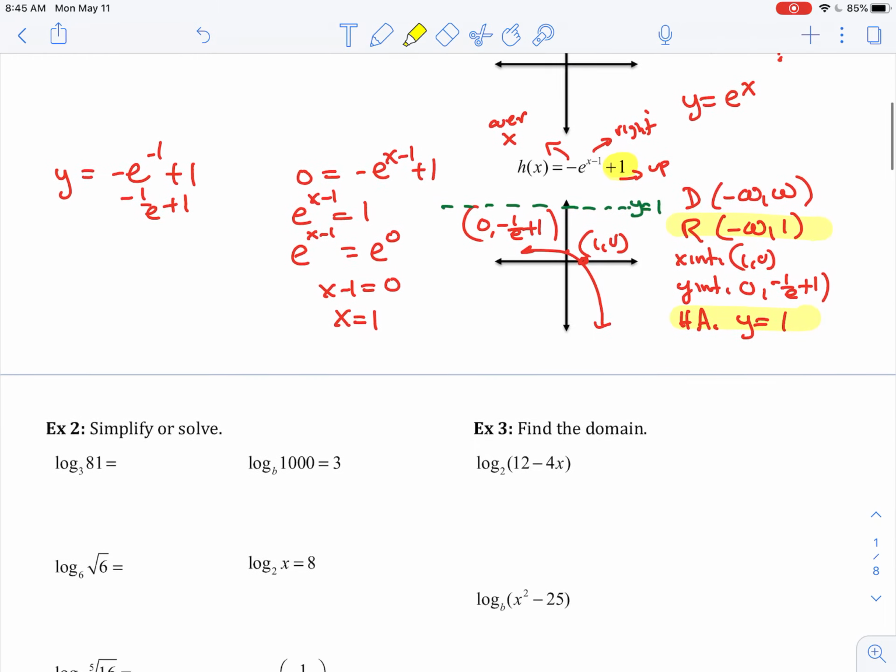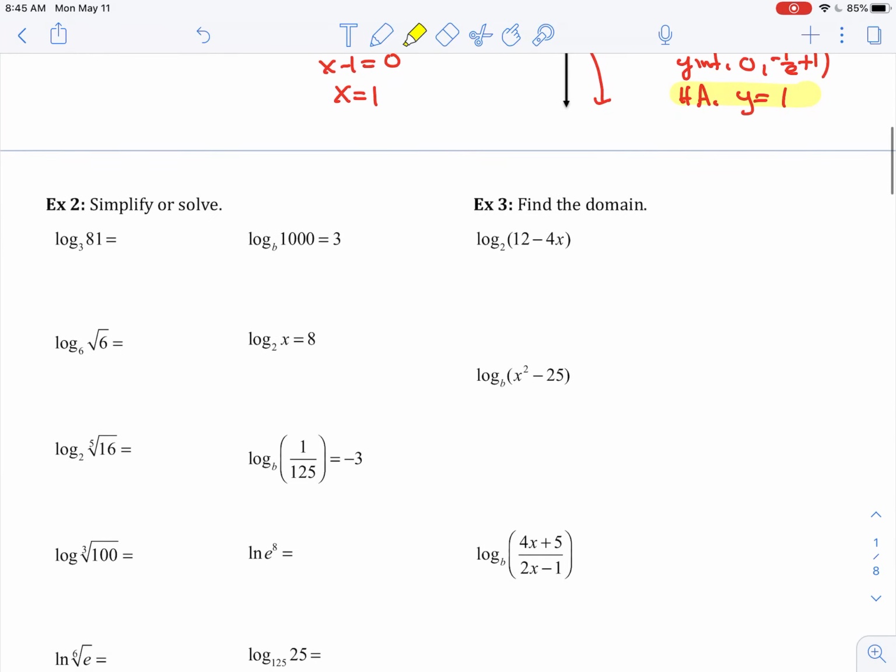And let's look at a couple of quick simplifies as a quick refresher here. Remember that logs are ways of expressing those exponents. So on number 2, the log of 81 base 3, that's asking us 3 raised to what exponent gives us 81, and we know that it is 4. On the log of root 6 base 6, that's asking us 6 raised to what exponent gives us 6 to the 1/2, and we know that that is equal to 1/2.